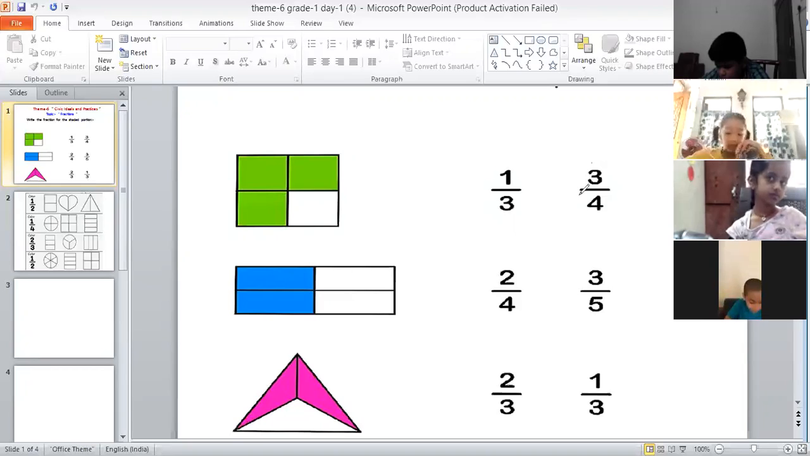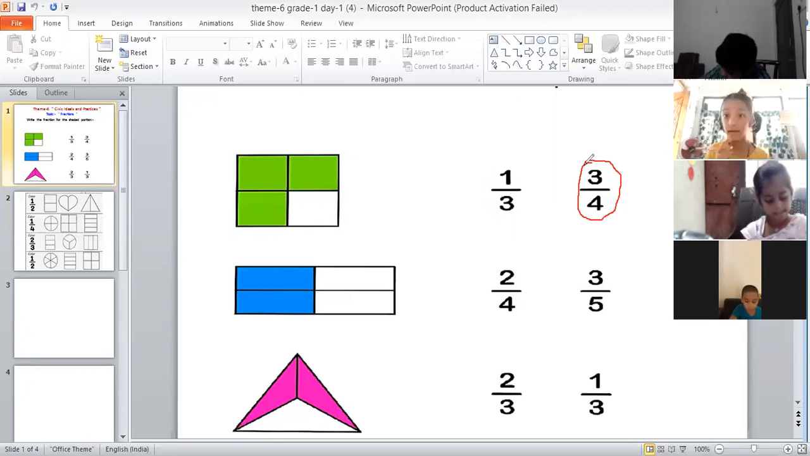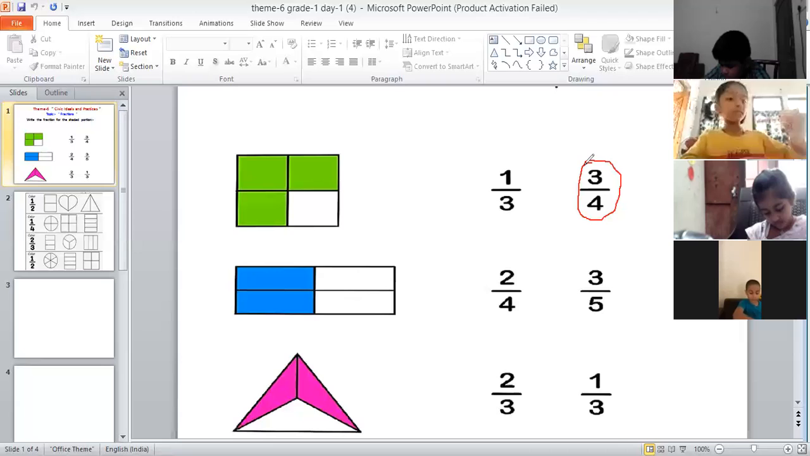Yes, children, so circle the second option, that is 3/4. 3/4 is the correct answer because the first shape is divided into 4 parts. So total parts we are writing always below the line. And out of these 4, only 3 are shaded. So we will write 3 above the line. So fraction will be 3/4. This you have to write in your math notebook.